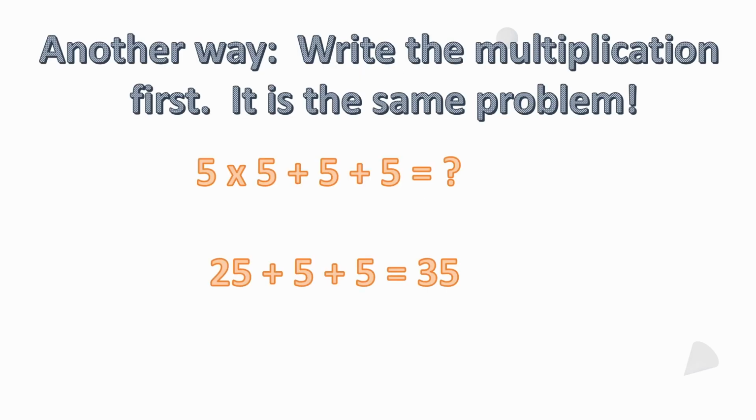So another way to write the problem first is to do the multiplication first. Just move it to the front. And really, you're not violating the order of operations convention because you are going to do the multiplication first. You're just visually placing it first. That's the only thing we're doing different here. So if you put your 5 times 5 first, you're going to get 25 plus 5 plus 5 equals 35.